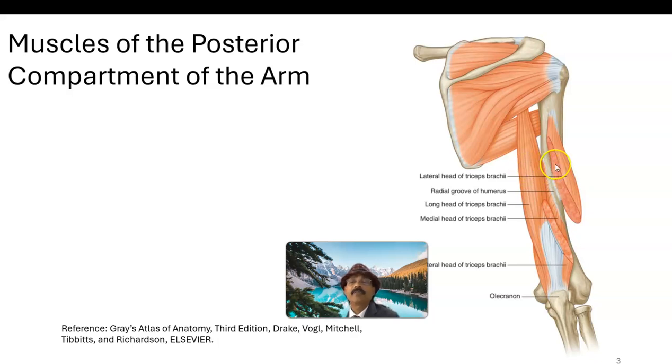This is the triceps brachii muscle. This is the muscle, the long head, the medial head, the lateral head. So these three heads together form the tendon that inserts on the superior part of the olecranon process.